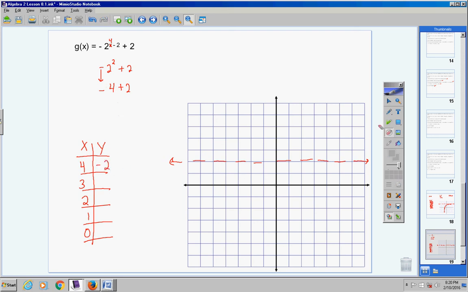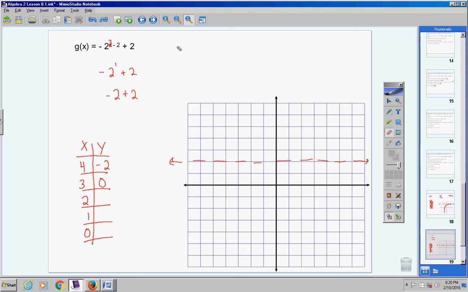Now let's substitute 3 in for x, okay? So we'll put a 3 right here for x. 3 minus 2 is 1. So I have negative, then 2 to the 1 power, +2. 2 to the 1 power is 2. Bring down your negative sign. -2 +2 is 0.